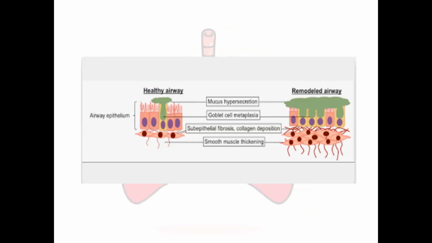So we all know the airway of an individual is in constant contact with the external environment. So the injury repair cycle continues, and like in any other chronic wound, epithelial and smooth muscle changes occur here also. So there is mucus hypersecretion, goblet cell metaplasia, subepithelial fibrosis, collagen deposition, and smooth muscle thickening, and finally remodeling of the airway occurs.